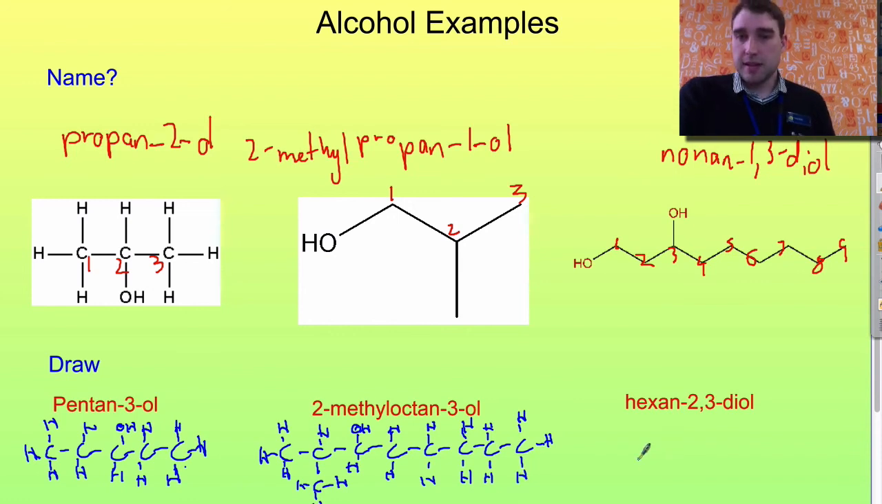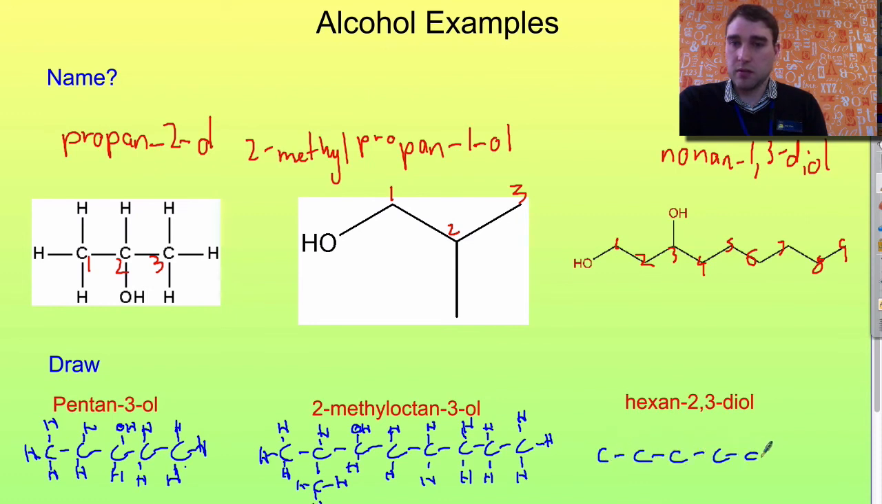Lastly, we're going to do hexane-2,3-diol. So start with the hexane bit. 1, 2, 3, 4, 5, 6. On carbon 2, I've got a hydroxyl group. On carbon 3, I've got a hydroxyl group.